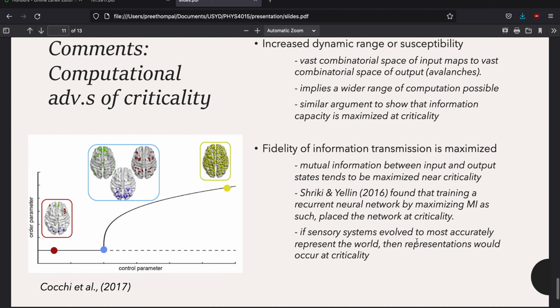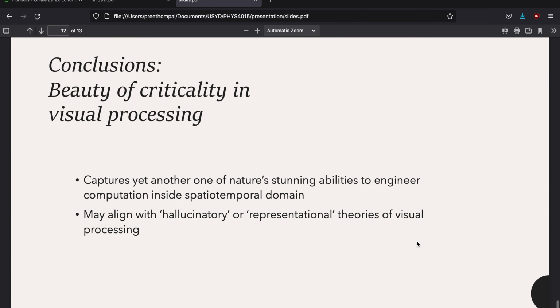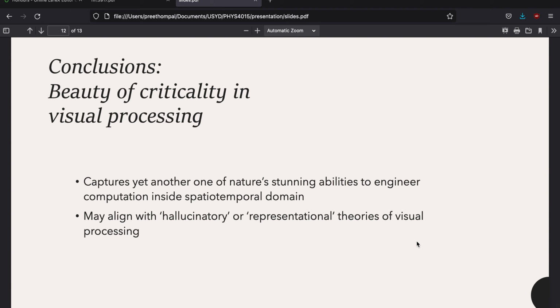Okay, so I just wanted to conclude by talking about the beauty of all this, of criticality in visual processing. So I think this captures one of nature's stunning abilities to engineer computation inside the spatial temporal domain. So even though inputs are continuous and encoding needs to be continuous in the spatial temporal domain, we still managed to get very precise computation.